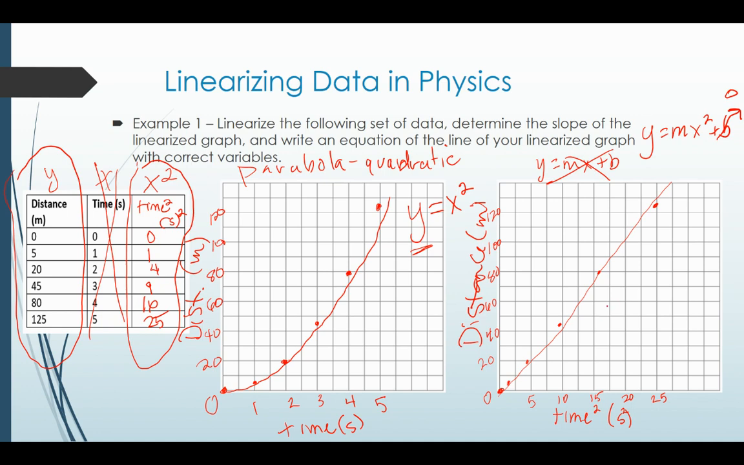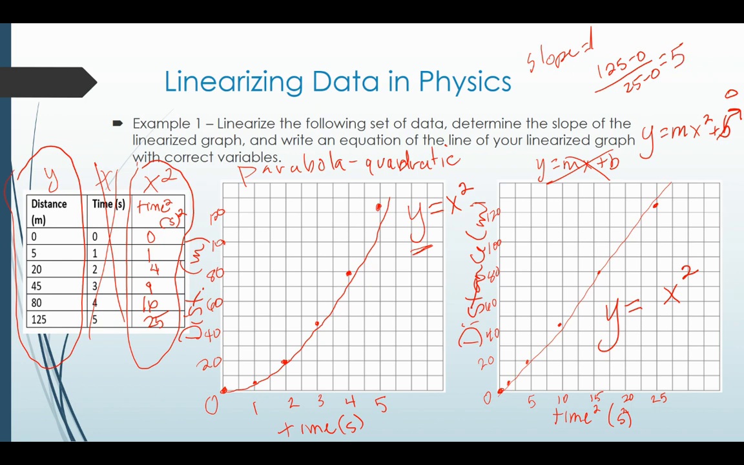So basically, my equation of my line is going to be y equals the slope of this line times x squared. So let's find the slope of the line. I'll do the slope up here. Slope is change in y over change in x. So I'm just going to take my first and last points just to make it easy. So I have 125 minus 0 all over 25 minus 0. And that gives me a slope of 5.